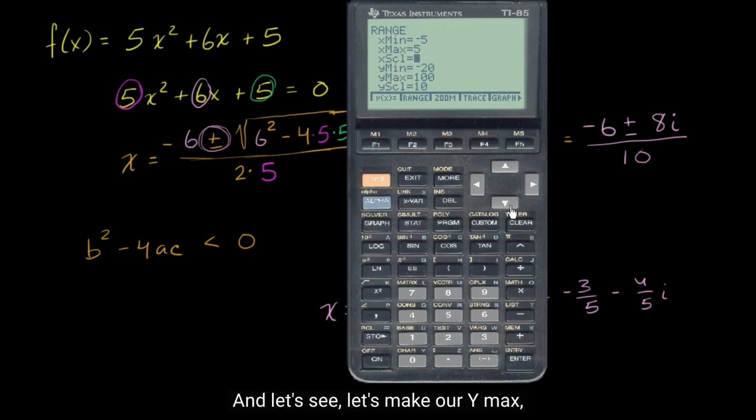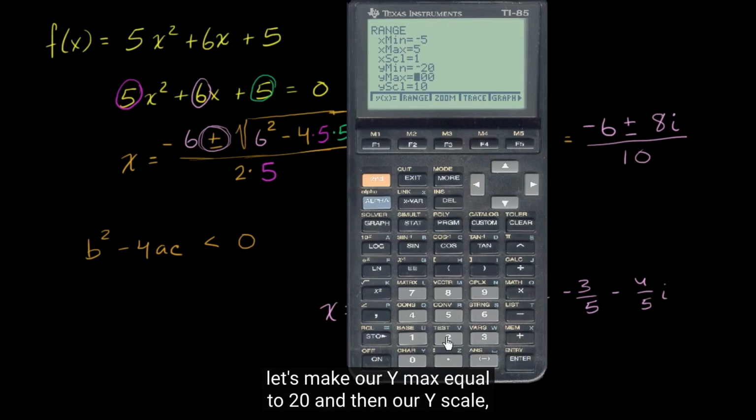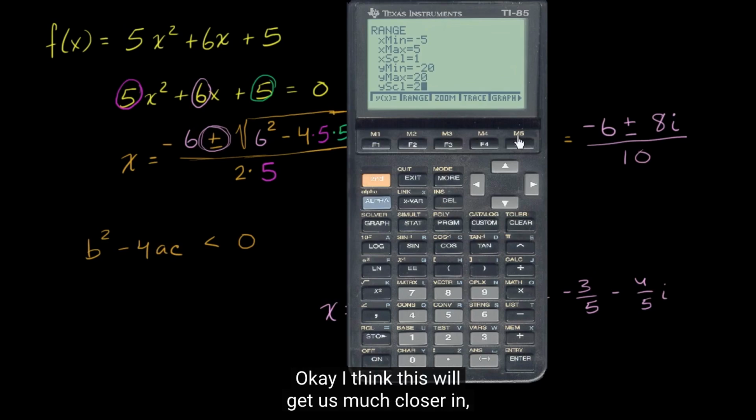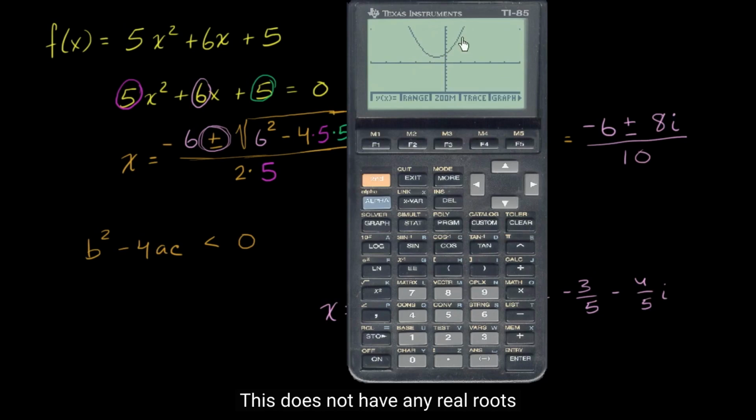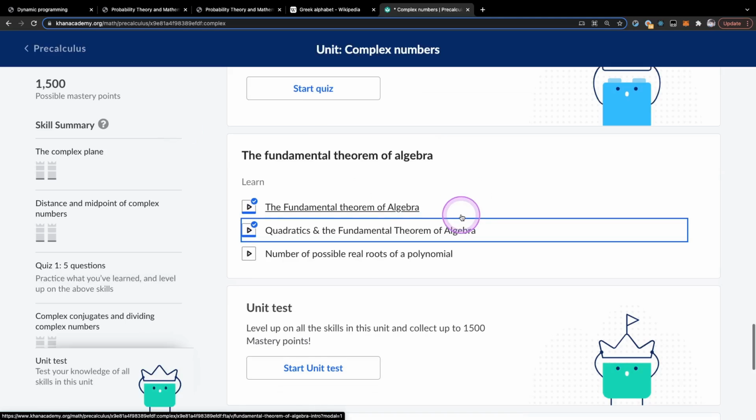And then let's make our y max equal to 20, and our y scale, I don't know, we can make it 2. Okay, I think this will get us much closer in. There we see, it does not intersect the x-axis. This does not have any real roots, but it has two non-real complex roots.